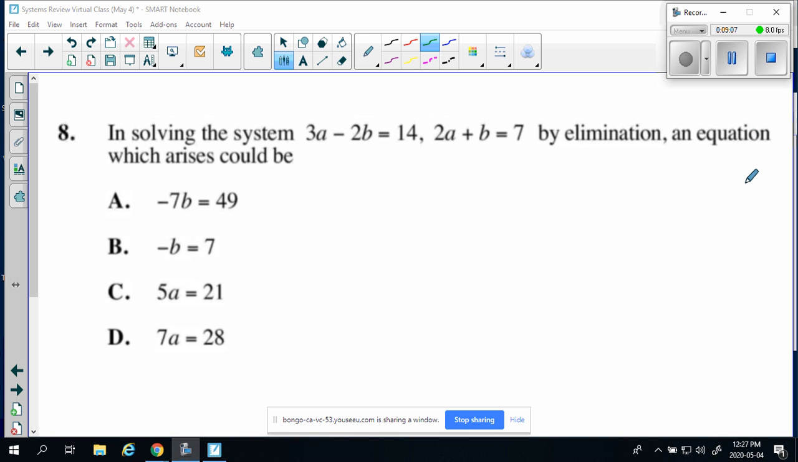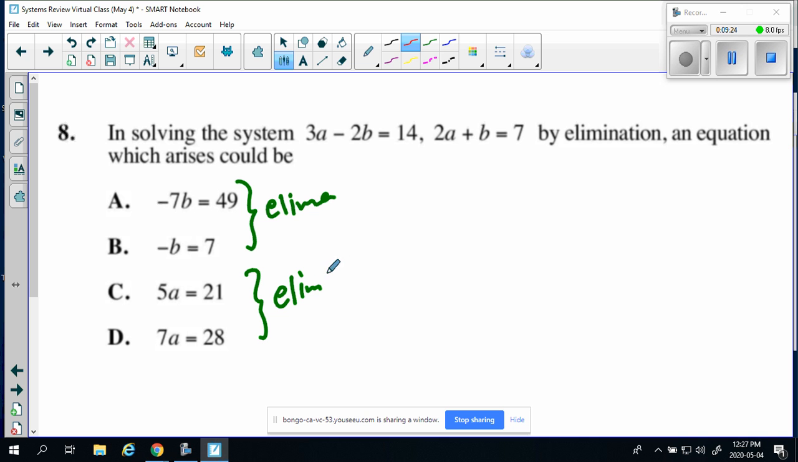So it says, in solving this system by elimination, an equation which arises could be which one? Now, in some of these cases, they have eliminated A. Like in these two cases, they've chosen to eliminate A. And in these two cases, they've chosen to eliminate B, and that's why you're left with an A. So you could try and solve it both ways by elimination and see which ones come out true.